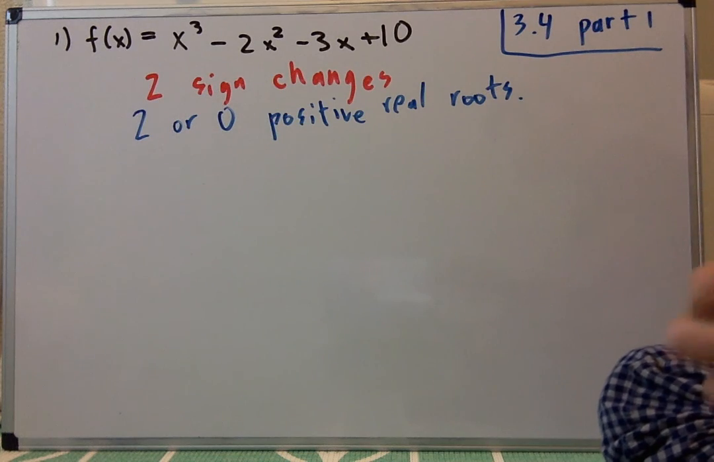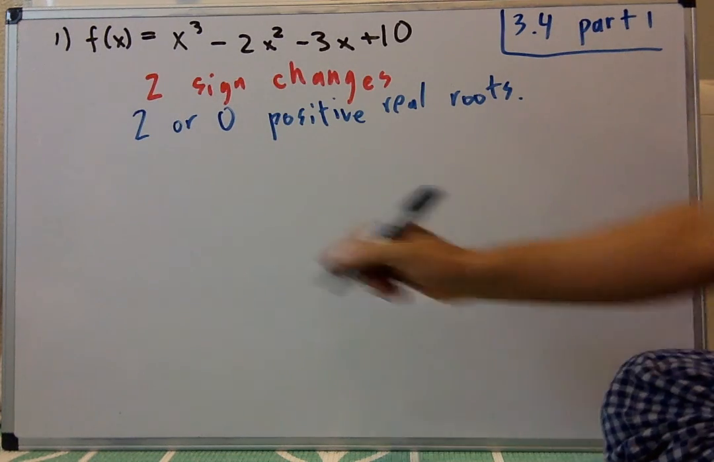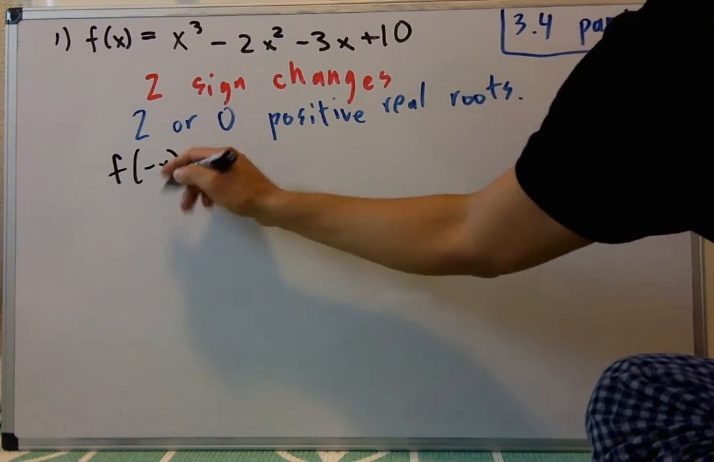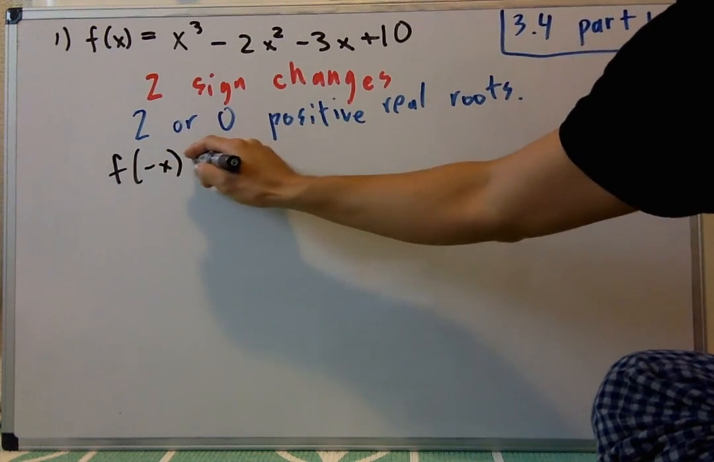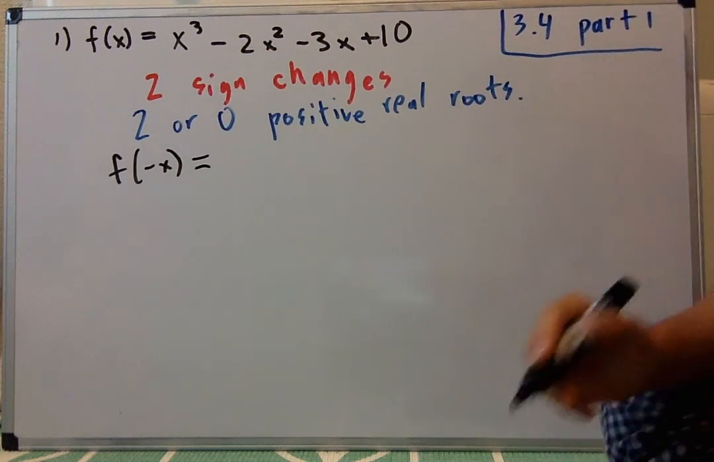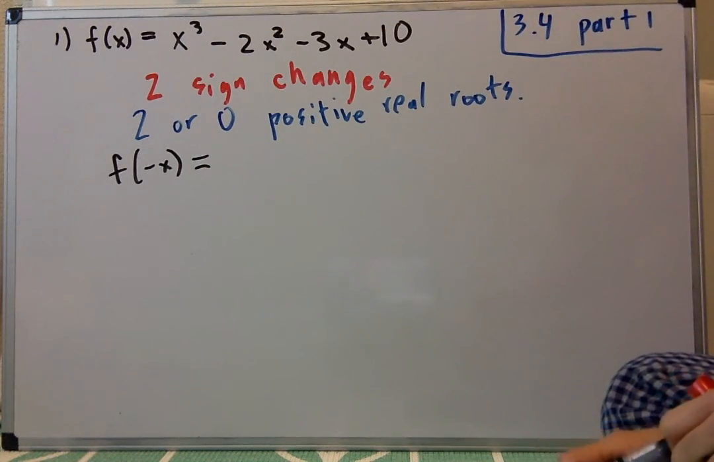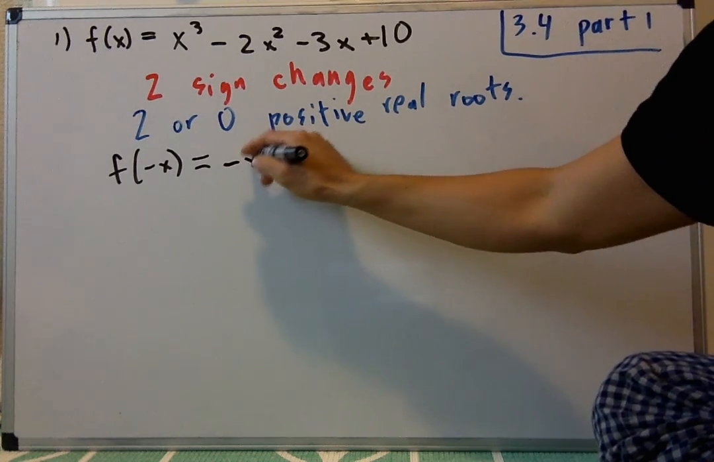Okay, let's look at the next part. So the next part of the theorem talks about the negative real roots. And for that one, what you use is f of negative x. Now, if I stick a negative x into my original function, it's going to turn odd powers the opposite sign, because negative x to the third power is negative x times negative x times negative x. That gives me negative x cubed, right?